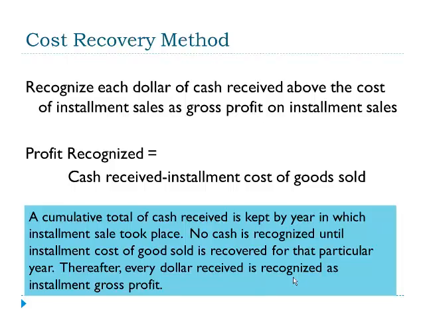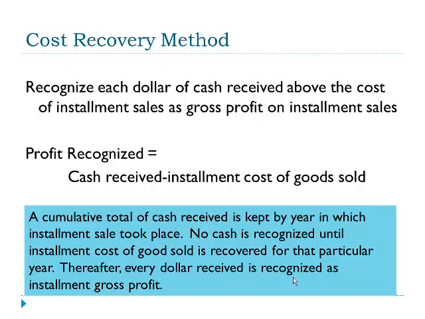Now let's look at the cost recovery method. This method is a somewhat slower recognition of revenue, but it matches the theory behind waiting until we have an assured payment somewhat better than the installment sales method does. The principle here is that we recognize each dollar of cash received above the cost of installment sales as gross profit on installment sales. Profit recognized is equal to the cash received minus installment cost of goods sold.